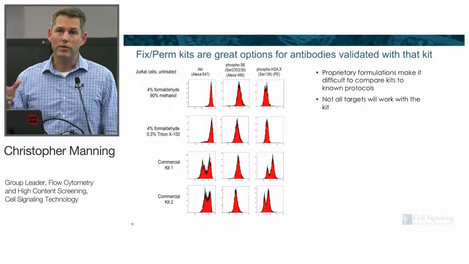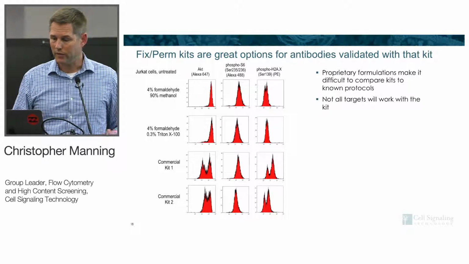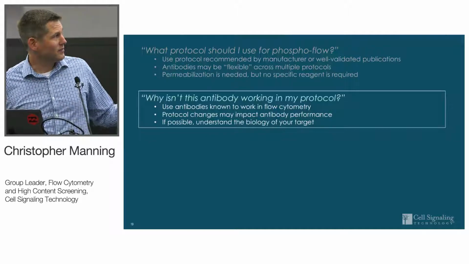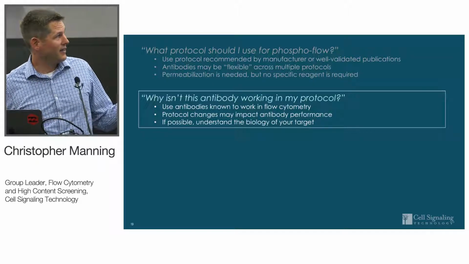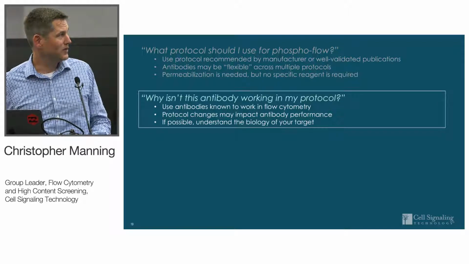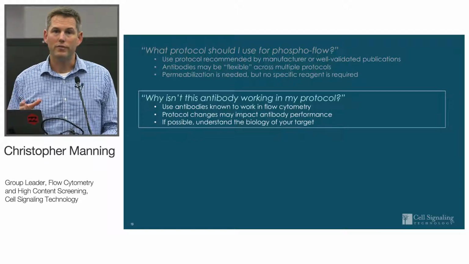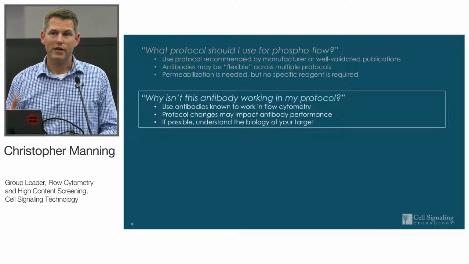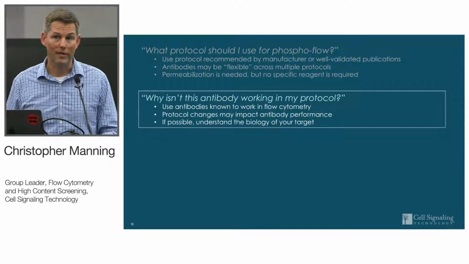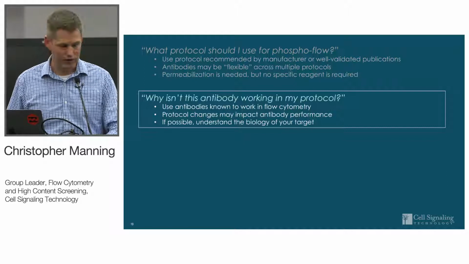Kits can be tough because you don't always know what's inside them. So make sure that it's working the way you think it is by doing some validation work on your end as well. So, why isn't it working? Make sure you're using a flow-validated antibody. Understand that changes in your protocol are going to affect that performance, potentially. And for phosphorylation sites, if known, then leverage that knowledge about the biology of your site to know timing-wise when that should be up, so you can detect it at that maximum phosphorylation.